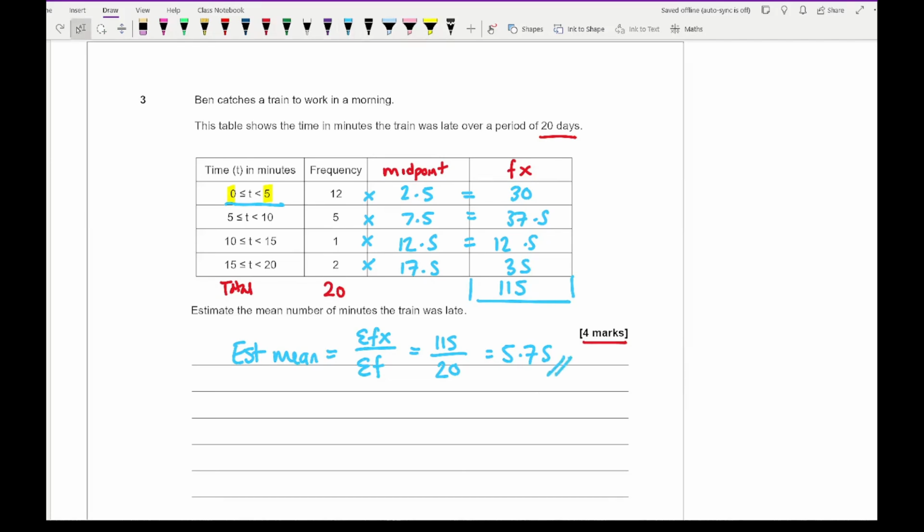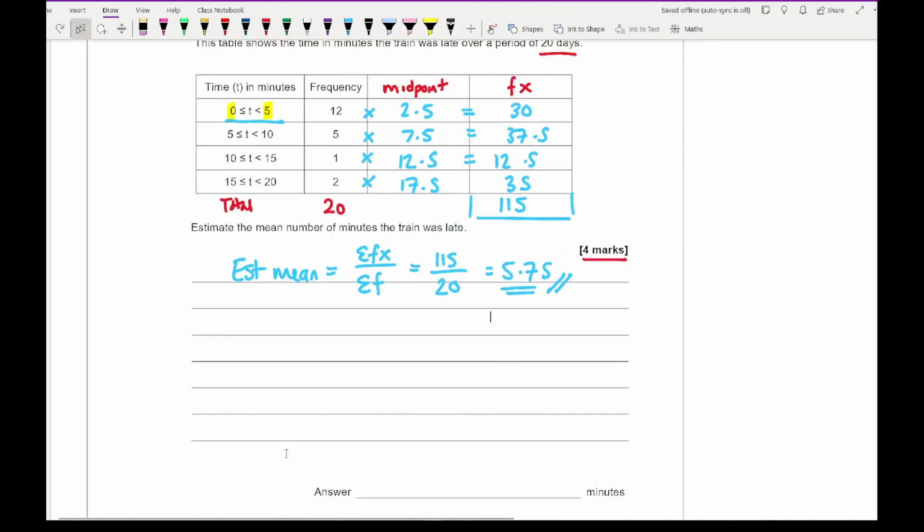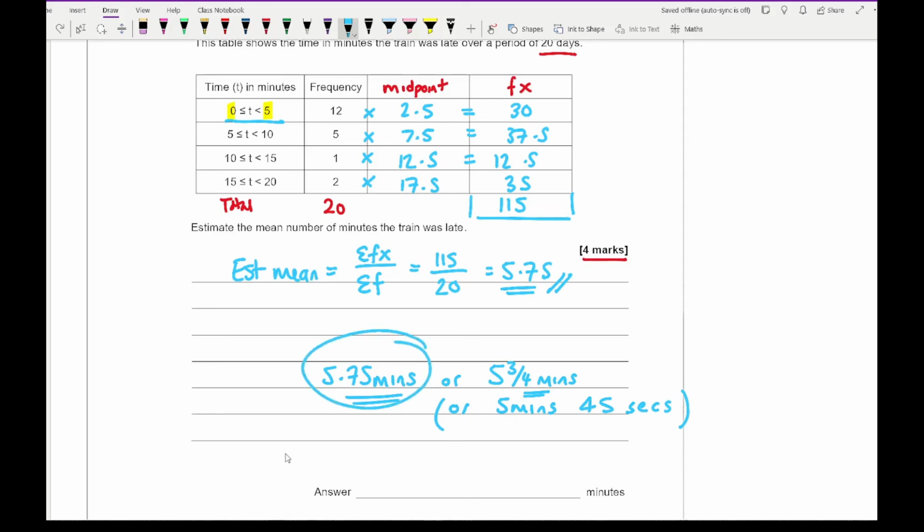And 5.75 is not a million miles away from 5, so that does look like an accurate answer. And so the next thing we then need to do is just write this answer using the units, which I just scrolled across. It asks for minutes, so it's going to be either 5.75 minutes, or you could write it as 5 3/4 minutes, or you could even write it as 5 minutes and 45 seconds. However, I would probably go for either this answer or this answer, simply because it doesn't ask for seconds. But if it did, then you just need to know that 3/4 of a minute is 45 seconds. But I would say either this answer or this answer would suffice nicely to get the full marks.